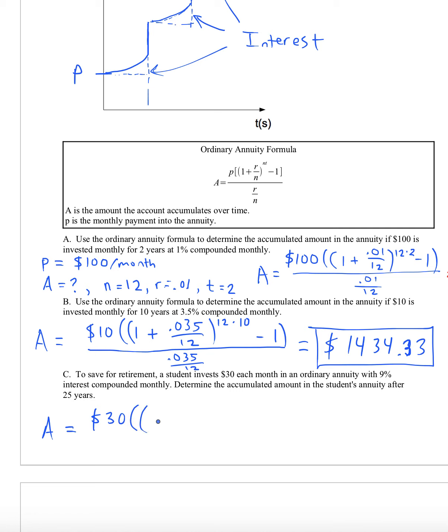$30 per month, 9% interest, that's a lot. 25 years, that's a long time to pay into the annuity. So I think we'll get a substantial result this time.